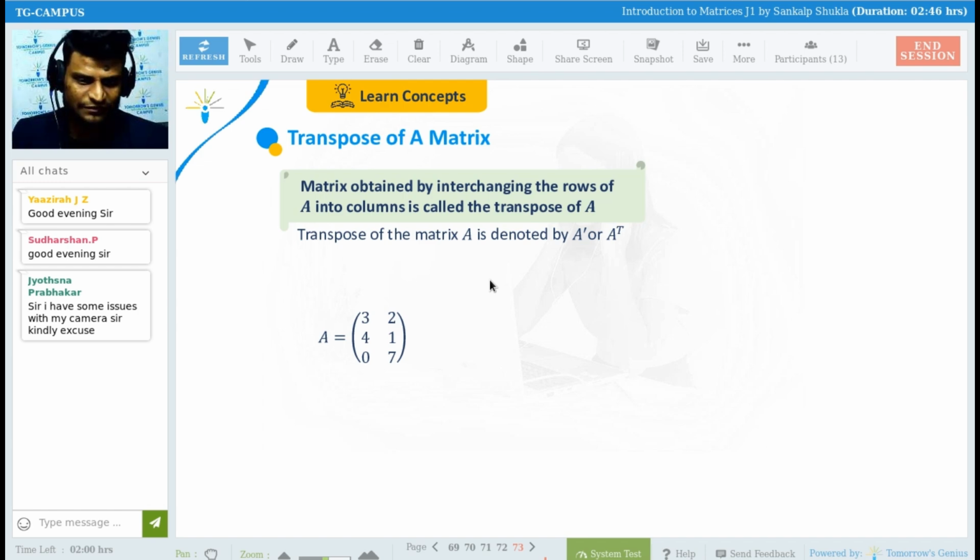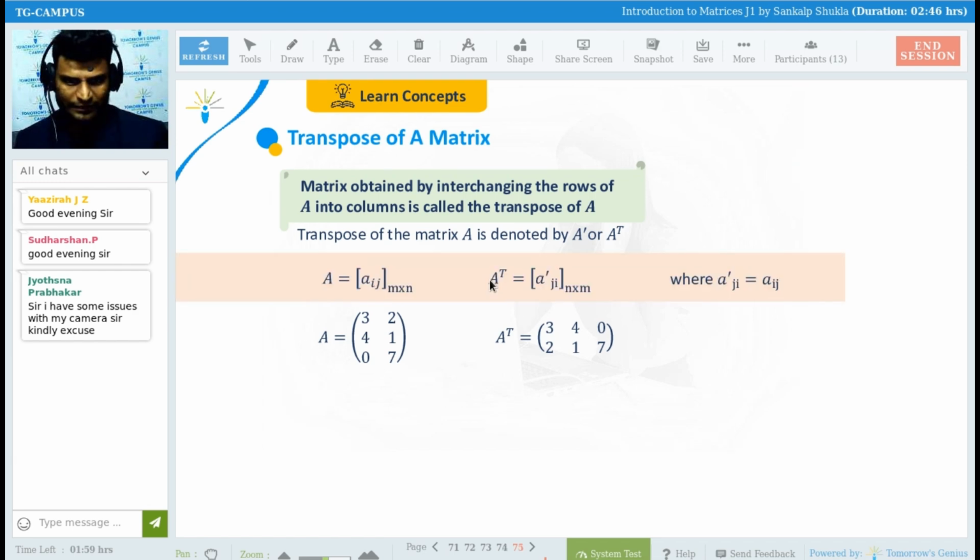Suppose we have this A is equals to 324107. So what will be A transpose? You have to just pick column and convert it into row. 340 is there, na? First column. So you write the elements in first row. So 340 will be there. After that 217 will be there. Okay, this is clear now? Fine.